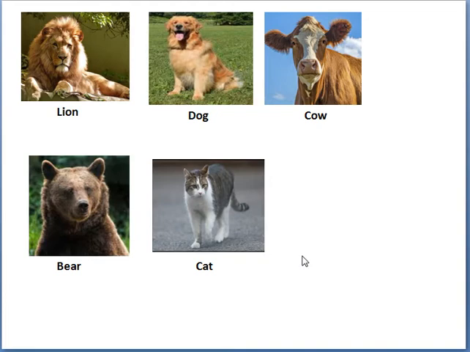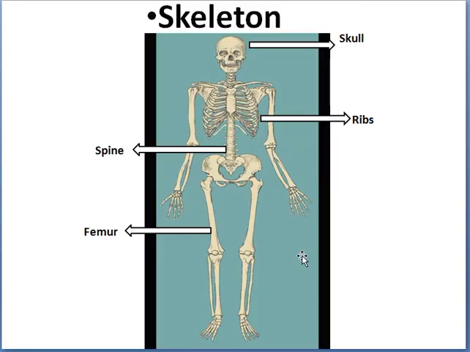The skeleton is the framework of bones that helps us to move, gives strength and support to the body. For example, the backbone, which is called spine. It helps you to stand straight and frame the shape of your body. It protects some very important and soft internal organs.